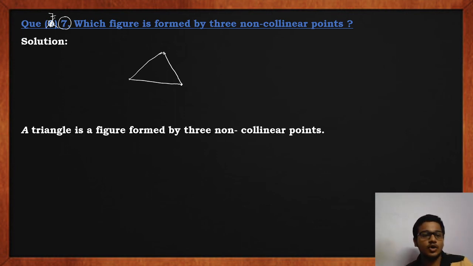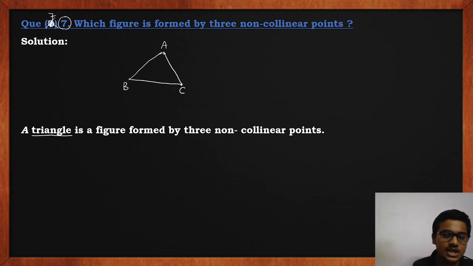So in the solution, what we'll write? A triangle is a figure formed by 3 non-collinear points. For further reference, you all can draw this diagram and name it something, like I have named it here A, B and C, and draw it using a scale and pencil. So a triangle is a figure that is formed by 3 non-collinear points. You all have to remember this thing, okay? Triangle is that figure which is formed by joining 3 non-collinear points. This is a simple 1 mark objective type of question that can be asked.